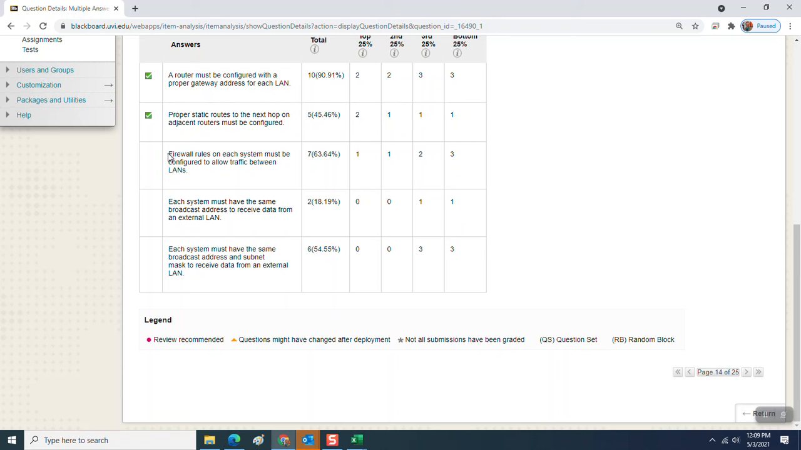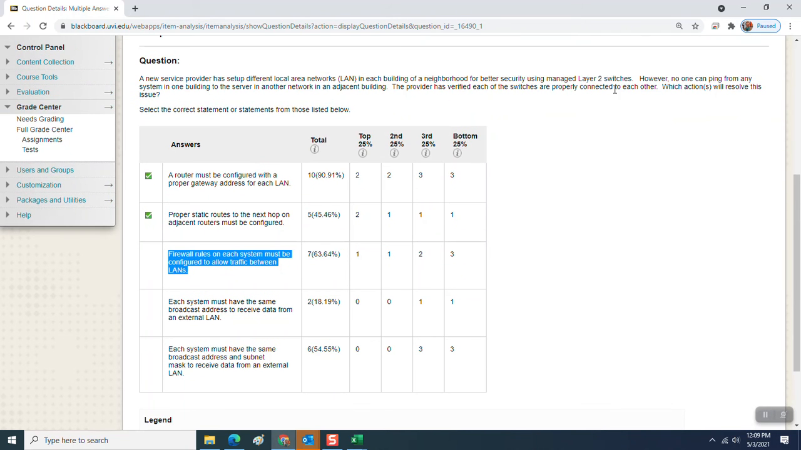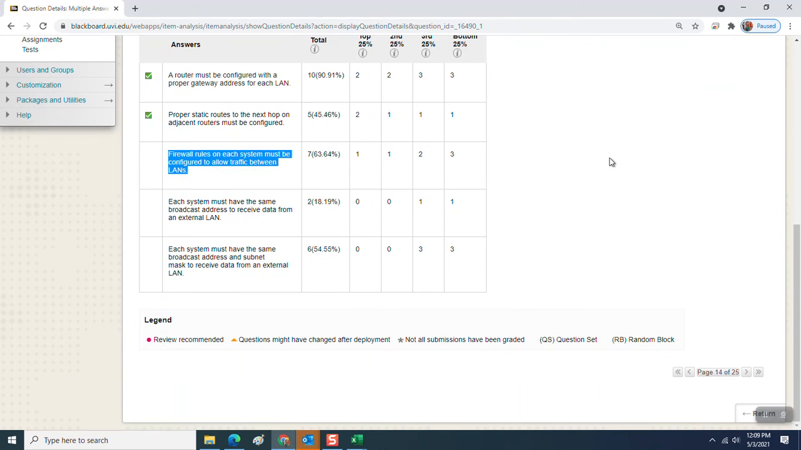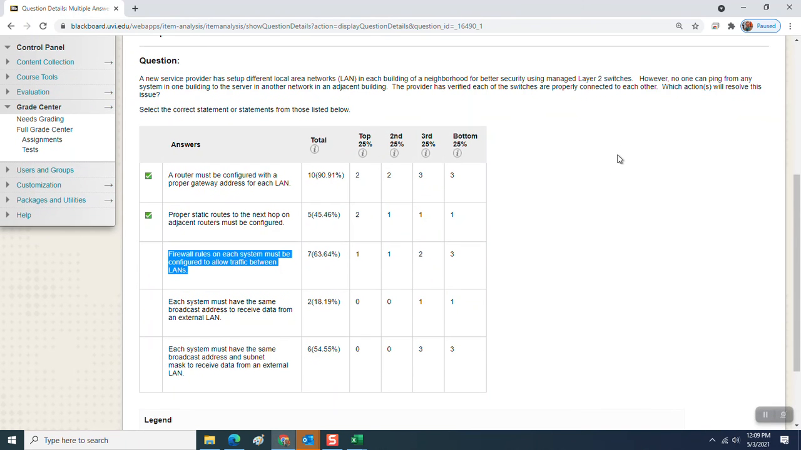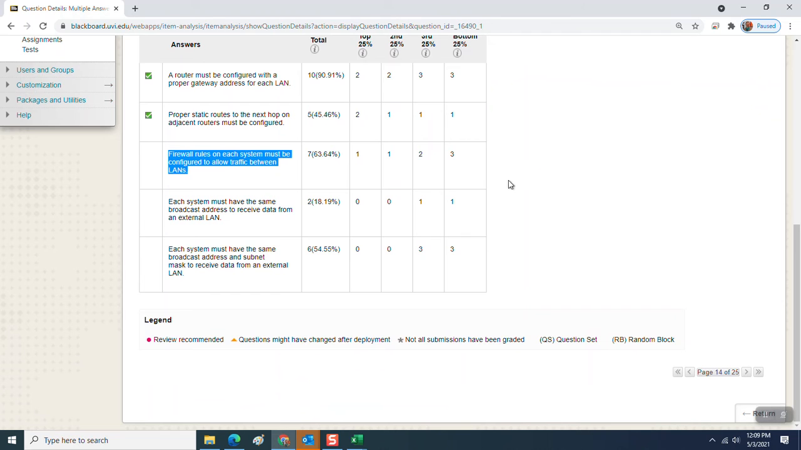Firewall rules are not the issue. I know that sounds like a common problem, but it's not. We're talking about a very simple ping. So if you've got separate networks set up, you have switches in each one that's configured properly, but what you don't have is a router between each network.